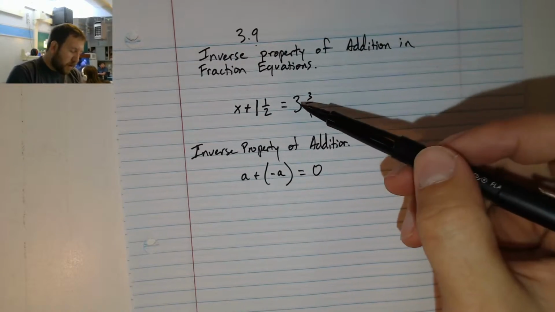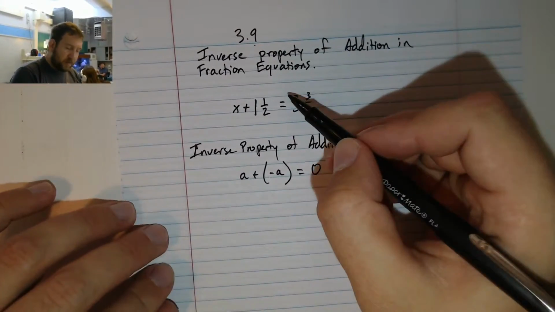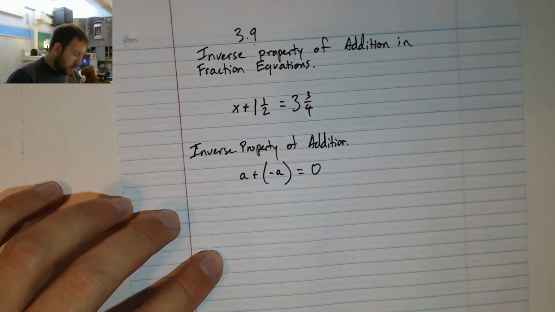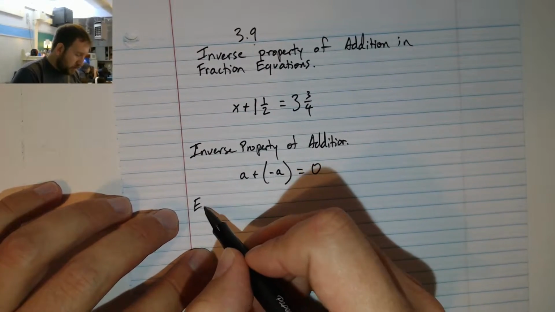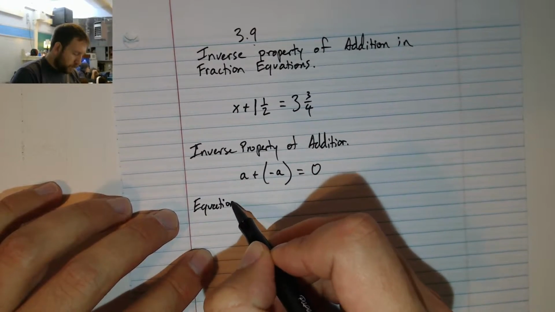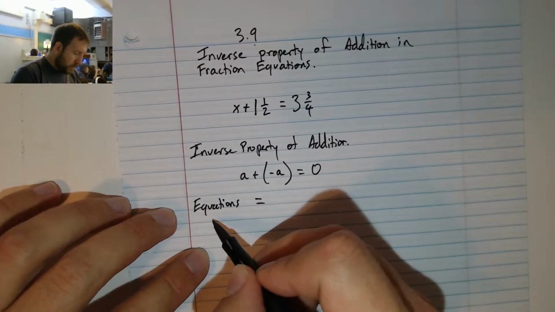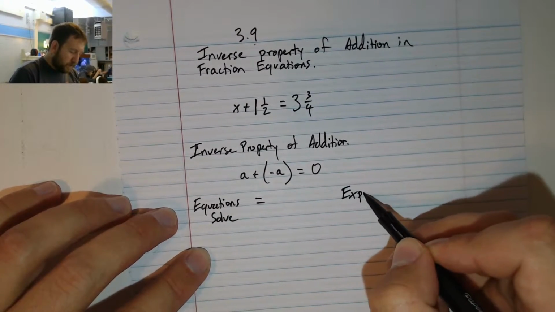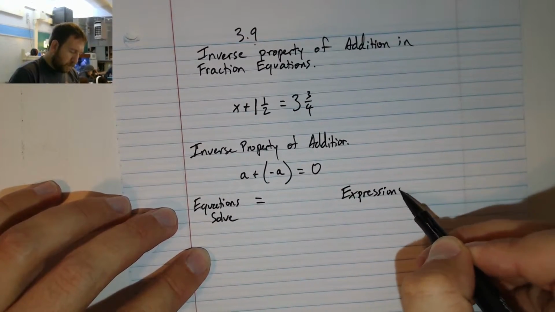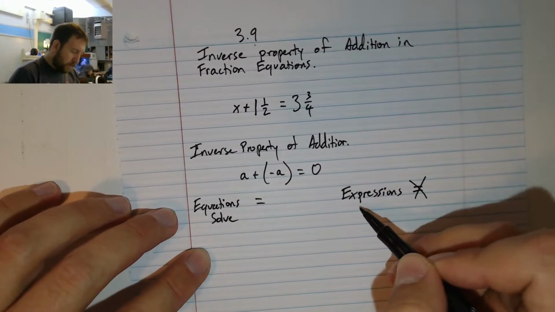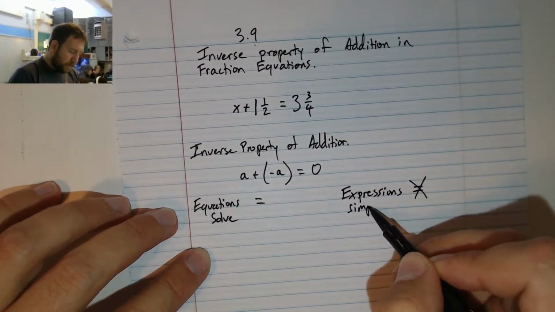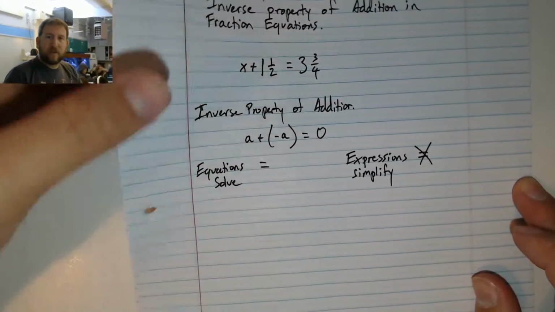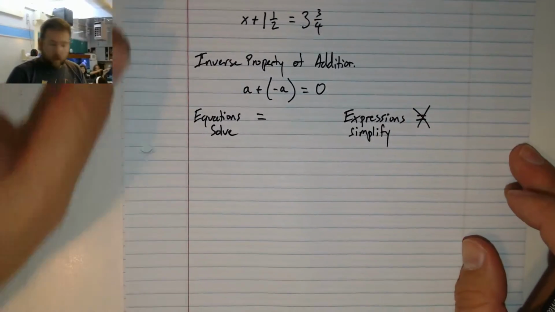So notice again, we are returning to equations because we have an equal sign. Equations have equal signs, expressions don't, right? Equations have equals, and we solve them. Expressions have no equal sign, and we simplify them. These are useful, but not nearly as useful as equations are in describing the world around us.